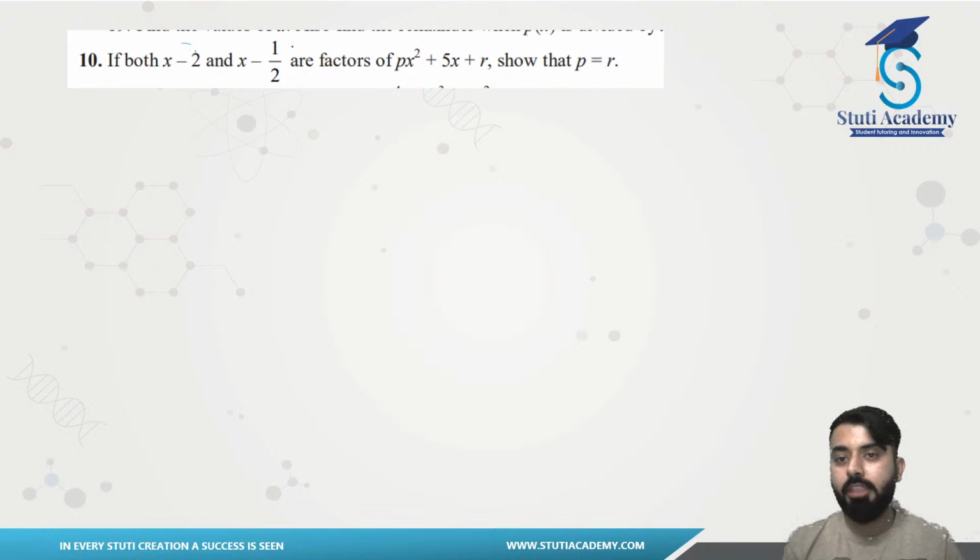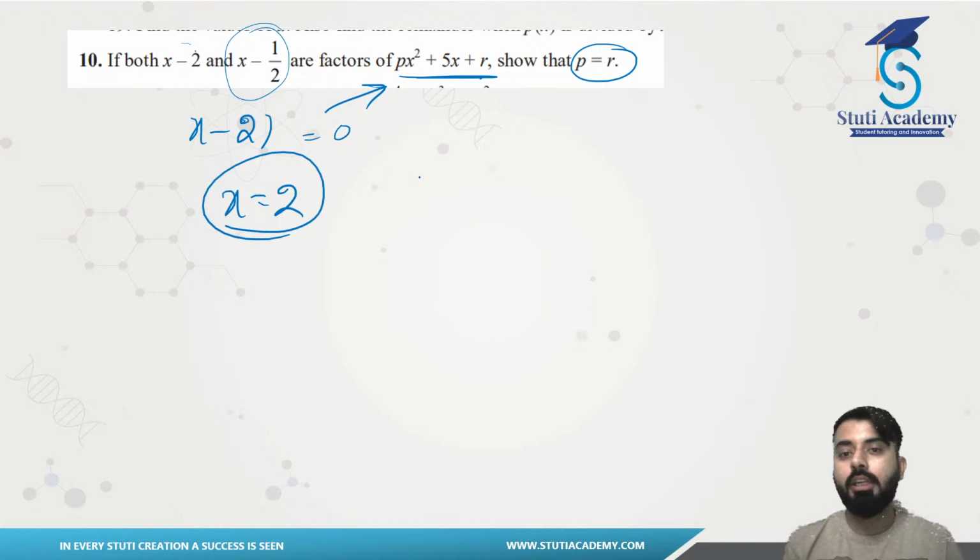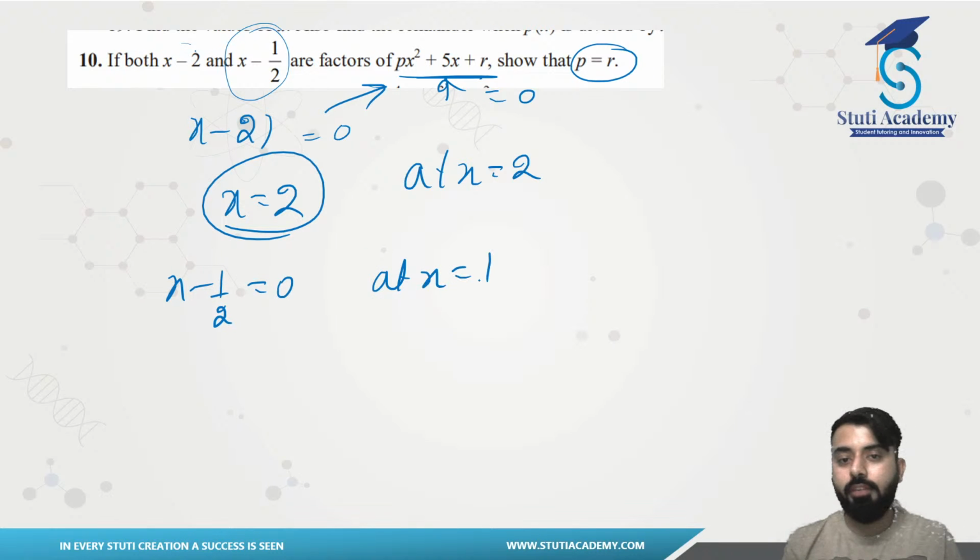If both x minus 2 and x minus 1 by 2 are the factors of this one, so that p is equal to r. Now you have been given that x minus 2 is a factor of that one. That means if I put it against 0, x equals 2. At x equals 2, this entire term is what? It is 0. Similarly, if I put x minus 1 by 2 against 0, so at x equals 1 by 2, again this entire equation is 0.